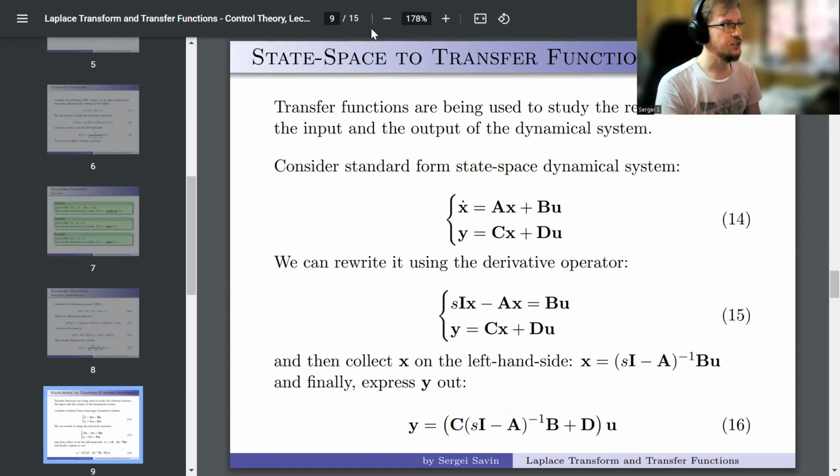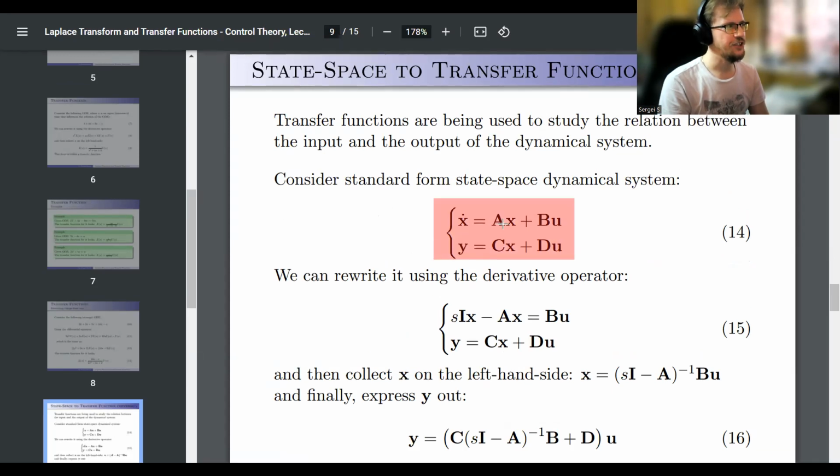Now, we can go to transfer functions from state space equations. That is also quite simple. How do you do it? Well, consider we have the standard state space equation. x dot equals Ax plus Bu. y equals Cx plus Du. Okay. How do we transform it into the transfer function?